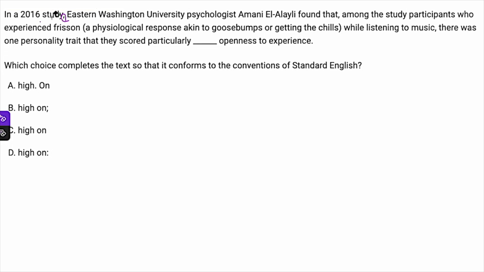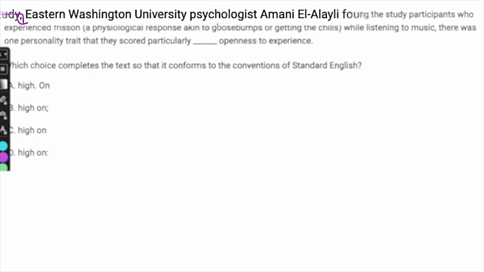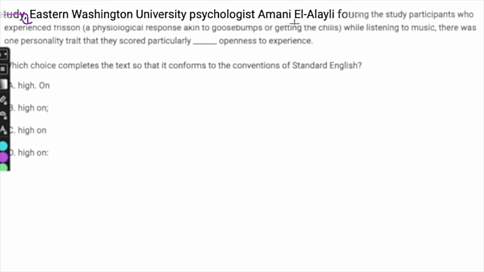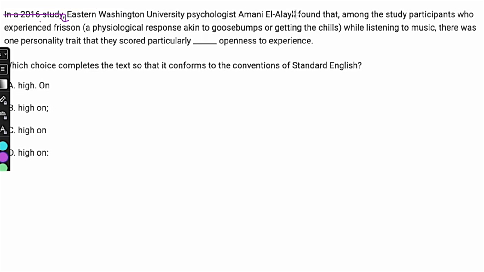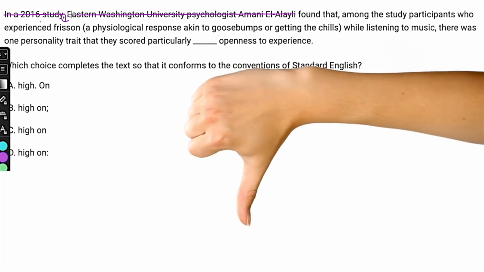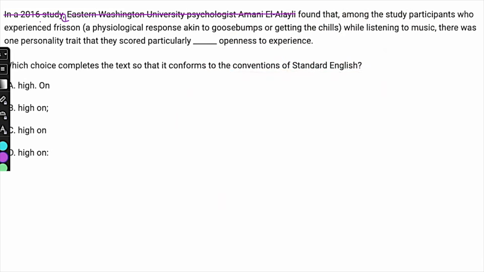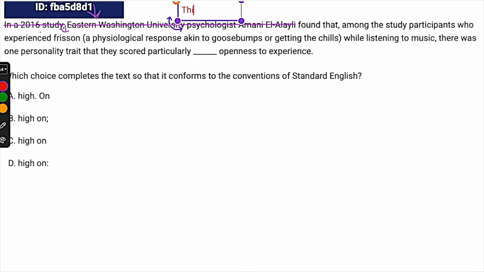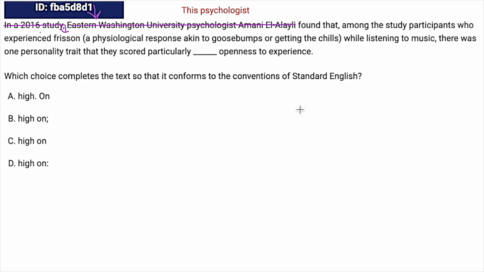So what I would do here is I would get rid of "in a 2016 study." And then speaking of the subject, this is a very long subject. It says Eastern Washington University psychologist Amani L. Aleli. That is a lot. What I would do is I would say no thank you, and I would just narrow it down to one or two words. So the main idea here would be something like this psychologist, right? And then I'm kind of thinking in my head, this psychologist. So that would be a great example of a really long subject that you want to simplify.